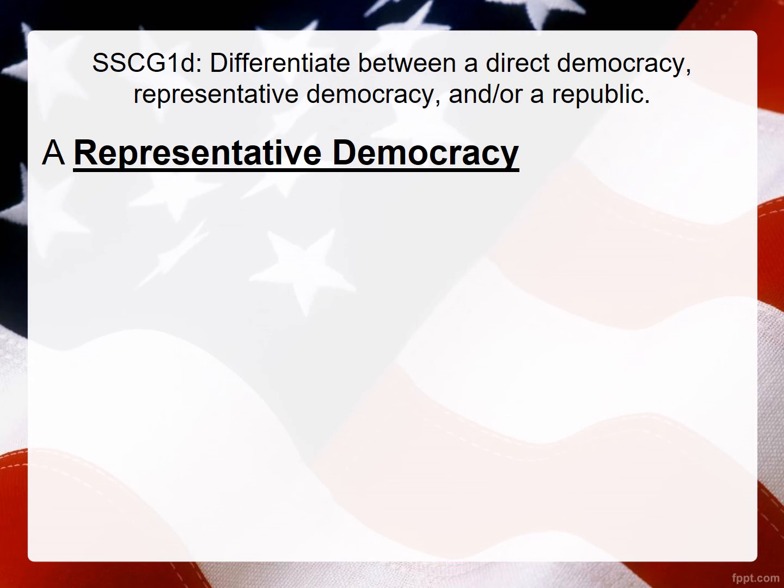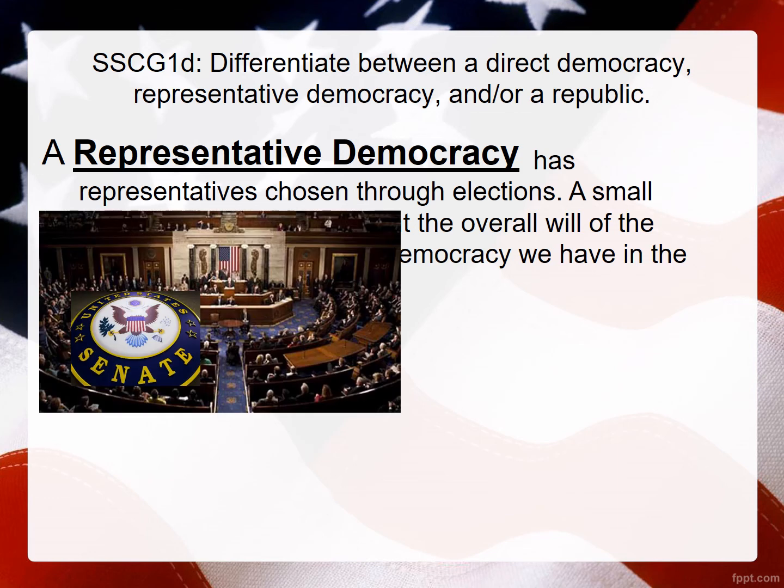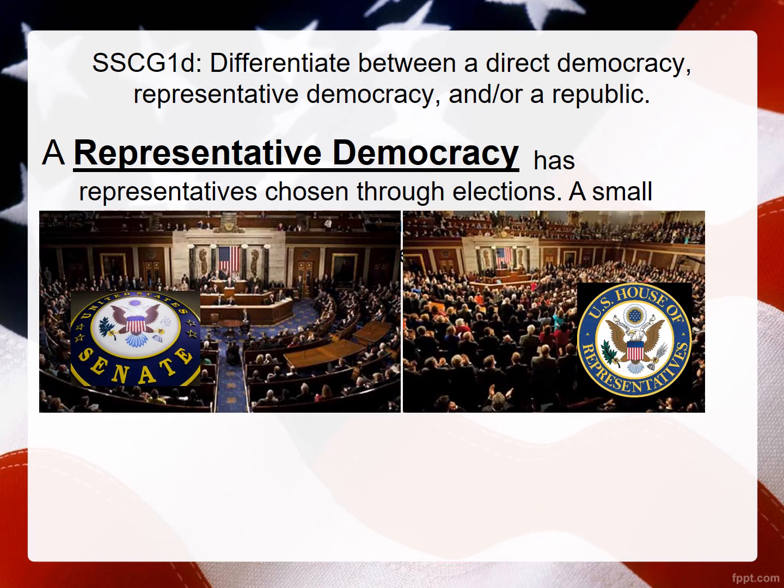So what is a representative democracy? You're exactly right. This is where representatives are chosen through elections. So in other words, the people choose a small number of representatives to then go and represent them in government. This is the type of government and democracy that we have in the United States. You will see visions here, the pictures. You have the United States Senate. Here you see my cursor, and then the United States House of Representatives.